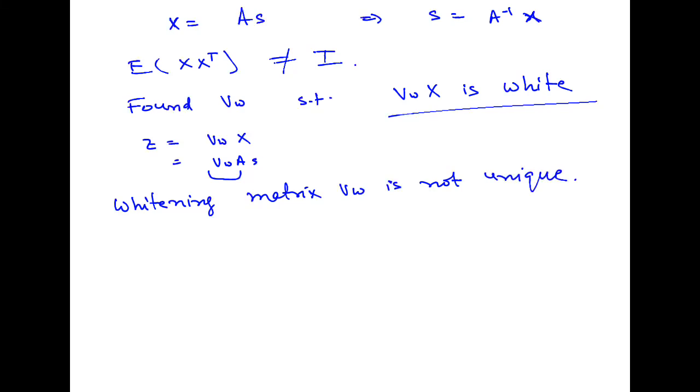There can be many different whitening matrices. So V W is the whitening matrix, right? We observed X, we multiplied it with the whitening matrix. Now my expectation of Z Z transpose becomes equal to I, right? But this whitening matrix V W is not unique. There can be many such.